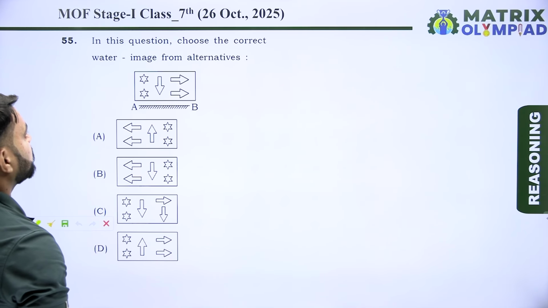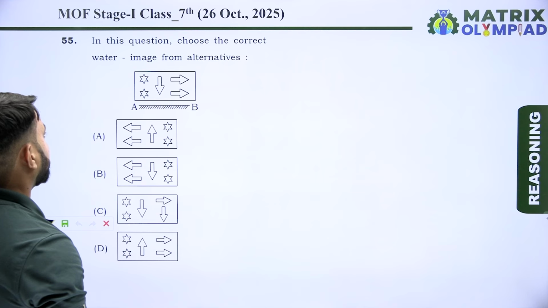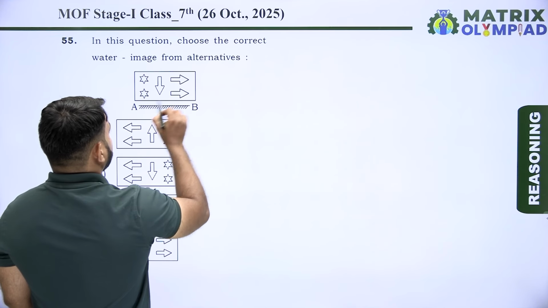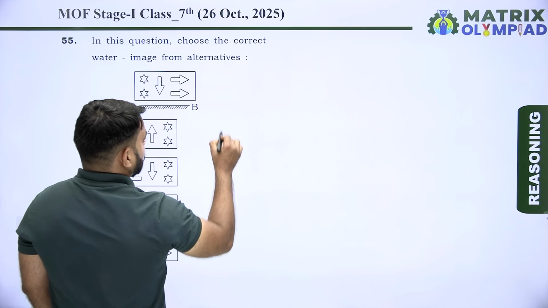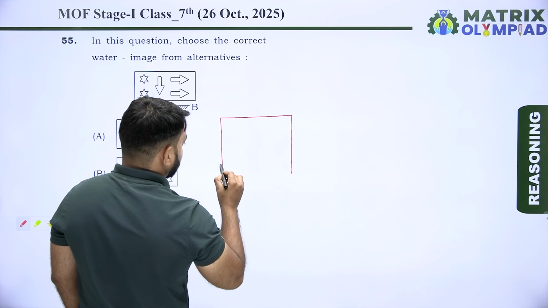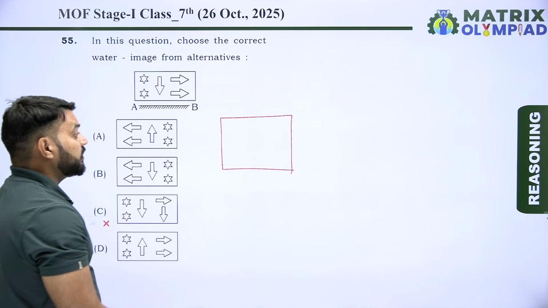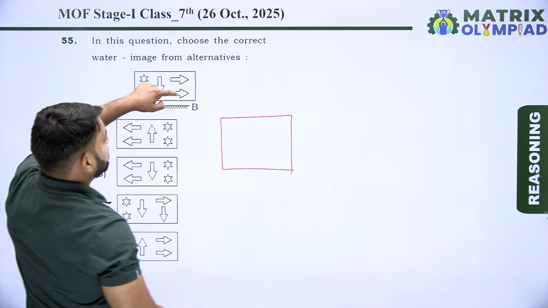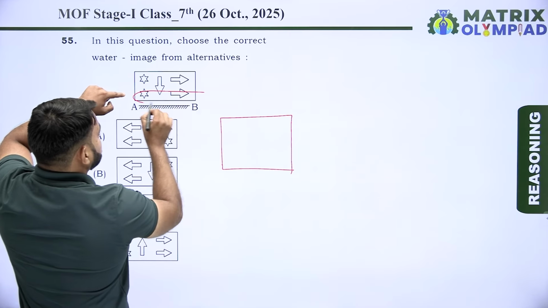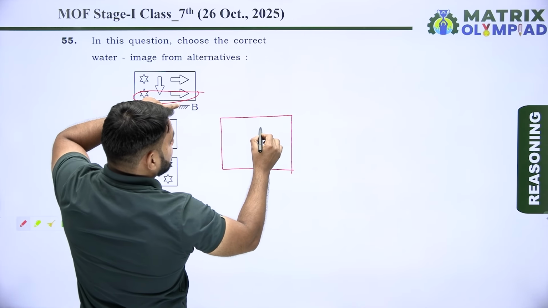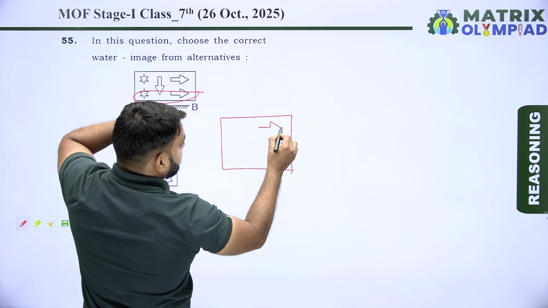In this question, choose the correct water image from the alternatives. Now find the water image of the given figure. The part of an object which is near to the water will remain near to the water in the water image. So first find the water image of this part. So the water image of this part looks something like this.